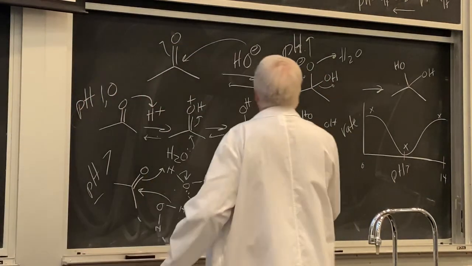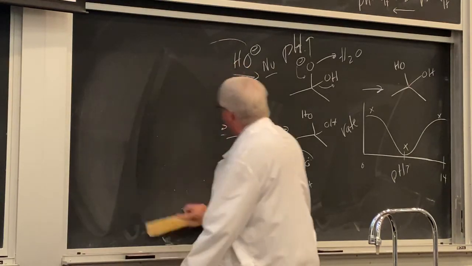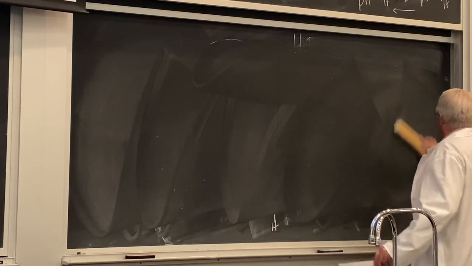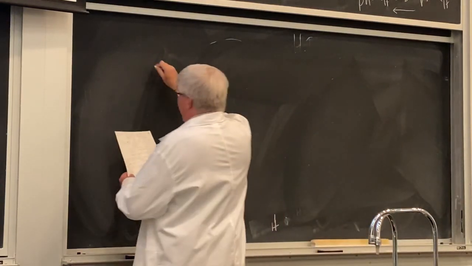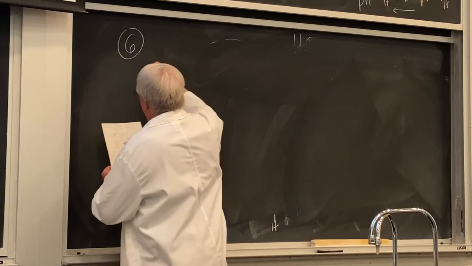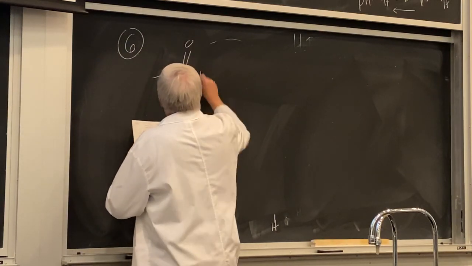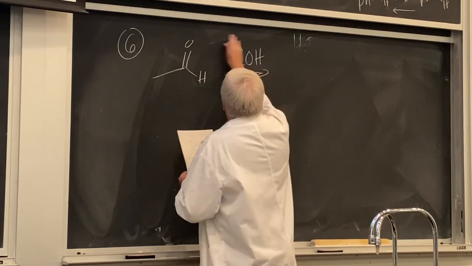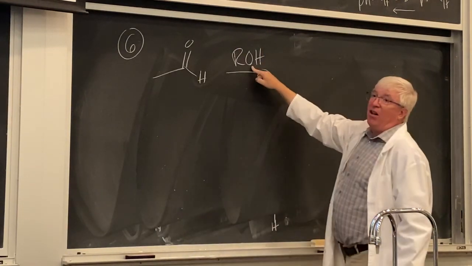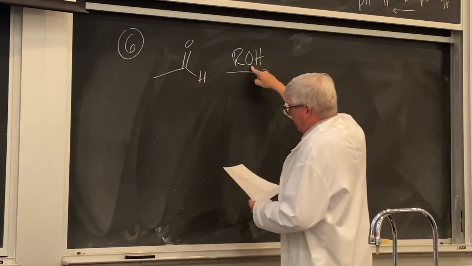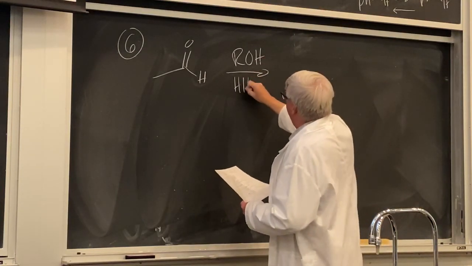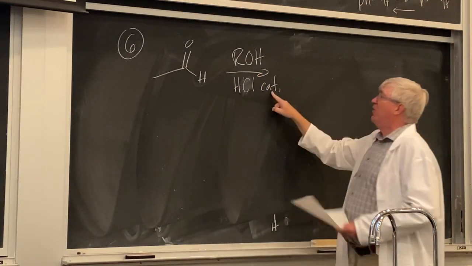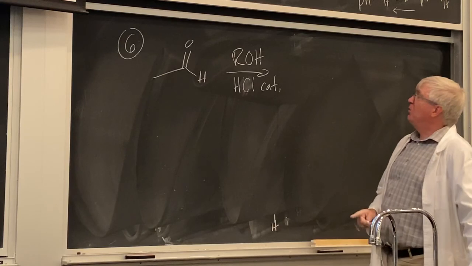Let's look at reaction 6. We've got acetal formation. This is probably the hardest one. The mechanism's a little tricky here. And what do we have for reaction 6? We've got aldehyde or ketone, and we're going to use simple alcohols. And this is usually just ethanol or methanol here. And we're going to use acid catalysis. So HCl catalyst or sulfuric acid, but just a catalytic amount. So our mechanism is going to have to account for that.